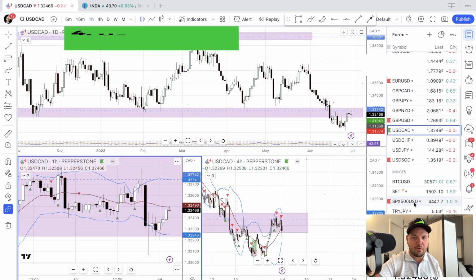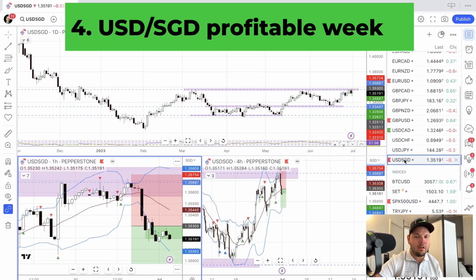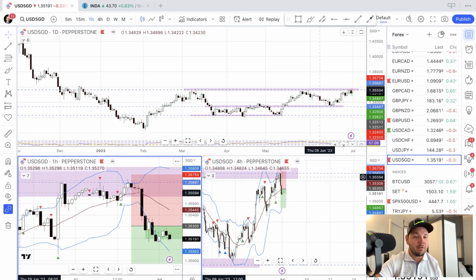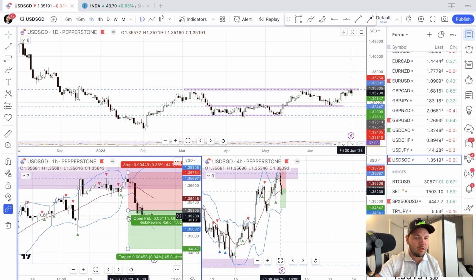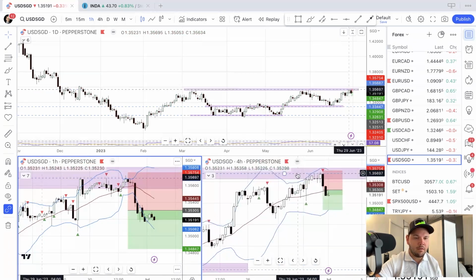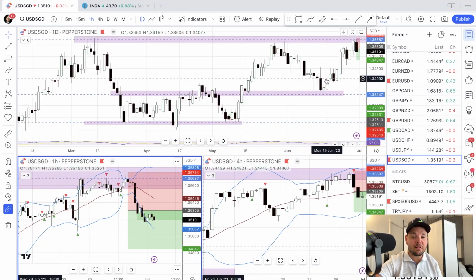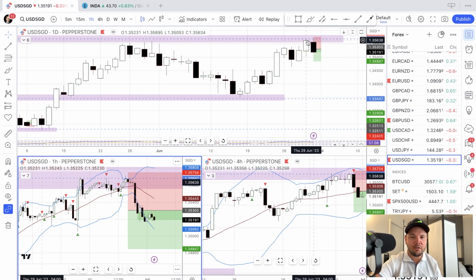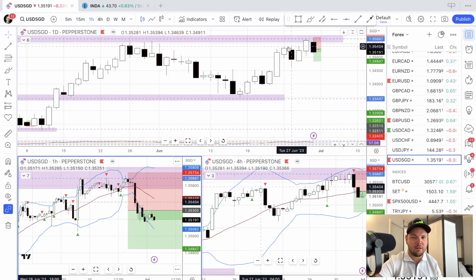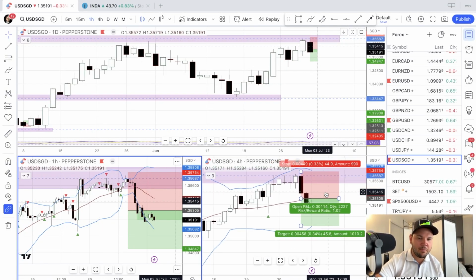So the one I want to show you here is USD Singapore. Usually USD Canada and USD Singapore are very closely related. They're very much the same, but not always. And here's an example of how that works out. So we have price hitting a resistance area, which is the 1.356, 1.355 again. And we have the same thing happening.